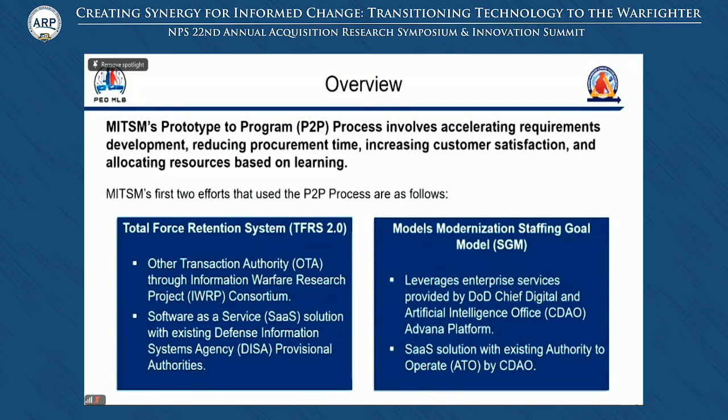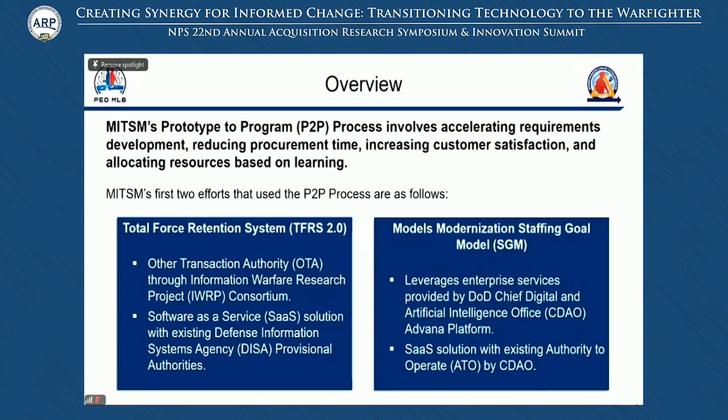This case study provides examples from the first 2 programs in MITSM using the prototype to program process. The first is Total Force Retention System 2.0, which transforms a manual paper-based reenlistment process into a fully digital workflow, eliminating the need for Marines to hand walk a package around their command and provide career planners and chain of command immediate decision-making information through integrated data sources. TFRS 2.0 used the NIWC Atlantic IWRP Consortium Other Transaction Authority, starting as a prototype and then transitioning into a production agreement, delivering the minimum viable capability release in under 2 years.